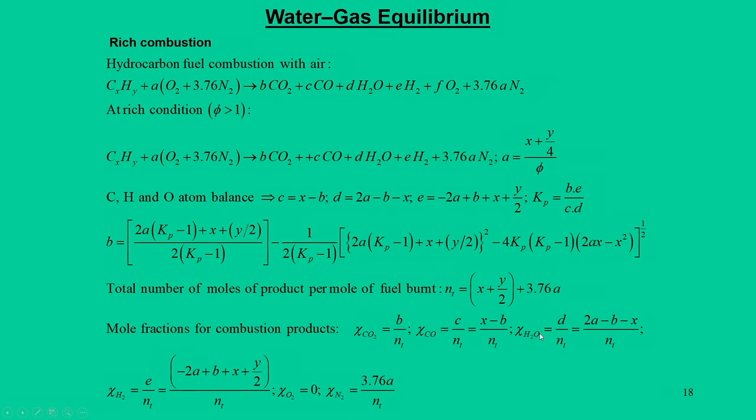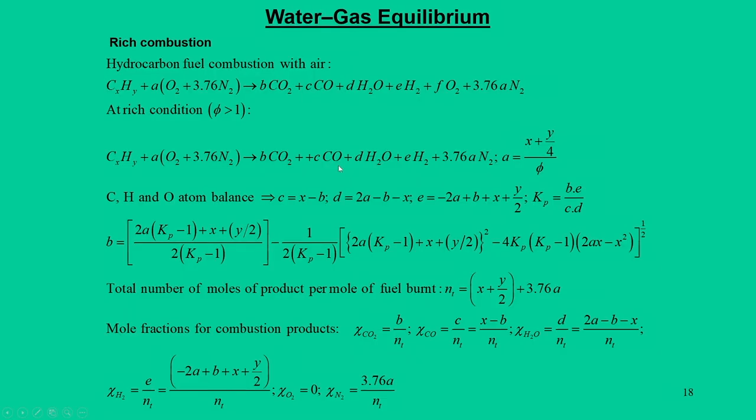But here the challenge comes when we have rich combustion. In rich combustion, we basically have four unknowns, B, C, D, E, because F is 0. At the same time, we have to recall the equilibrium constant Kp equal to B times E divided by C into D. So, it will be a complicated set of equations, because this Kp is the equilibrium constant that has to be derived. It is a very complicated set of equations, but all these components we can find out.